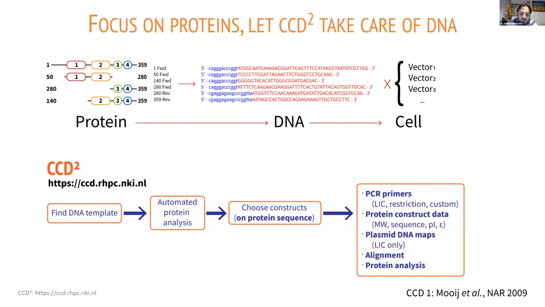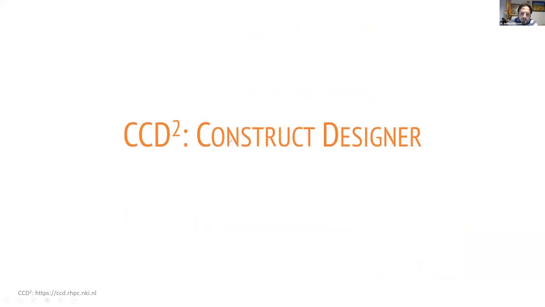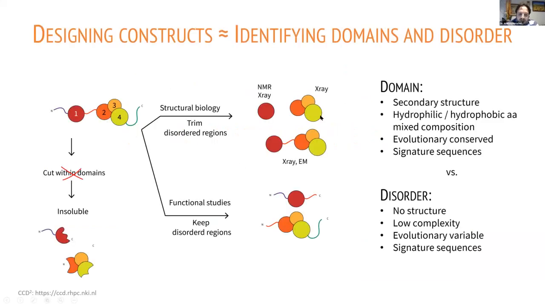And so for that, I will try and say what we really mean by construct design. So at a glance, in a very, very simple-minded way, proteins are made of domains that are connected by disordered regions. Whenever we cut within domains, we typically get unfolded proteins, which are insoluble. And so the first rule for designing constructs is do not cut within domains. For the rest, disordered regions can be your enemy if you're doing structural biology, because conformational freedom is the bane of all methods. So in that case, you want to remove them.